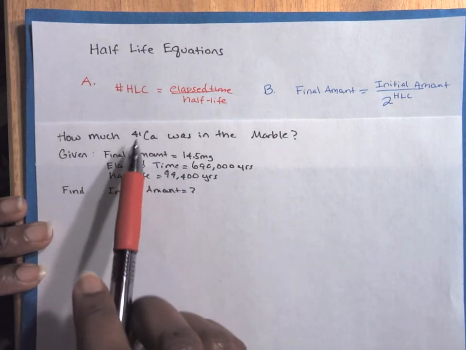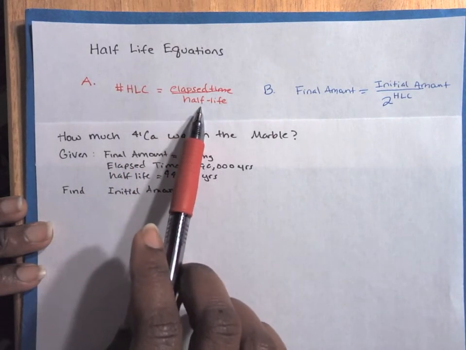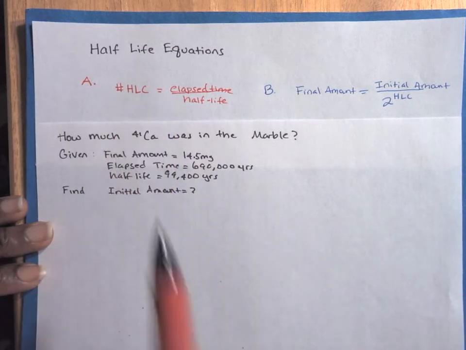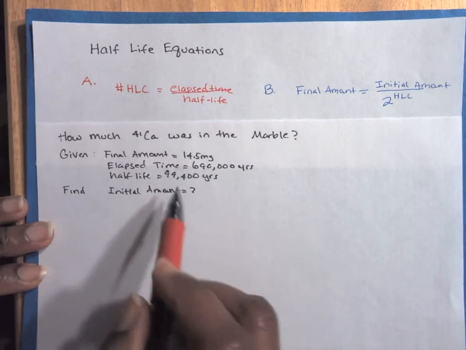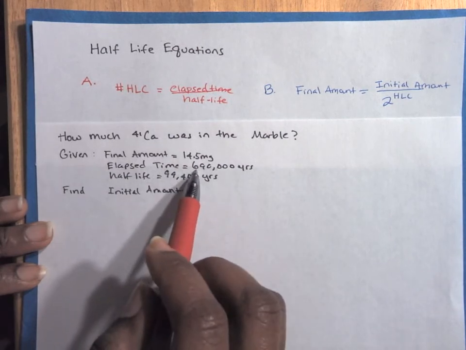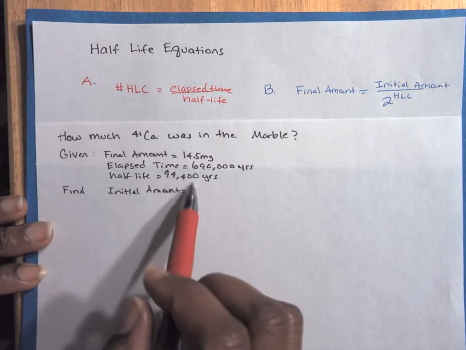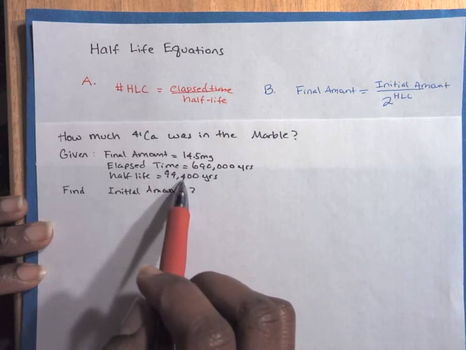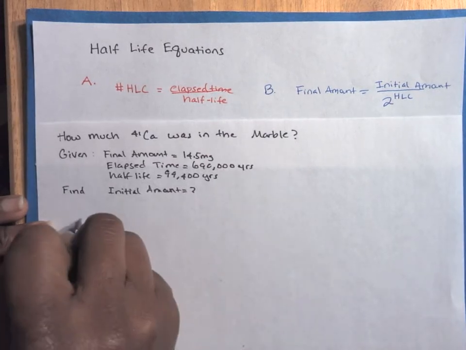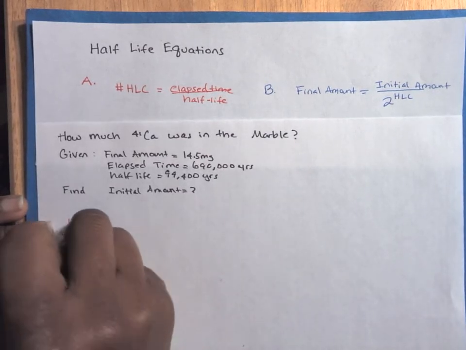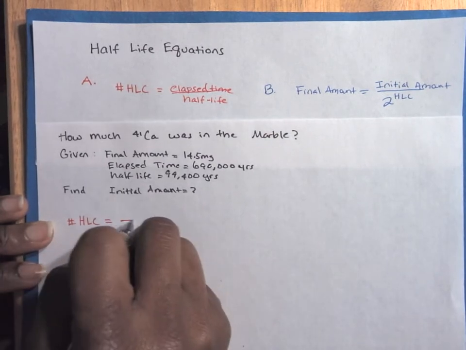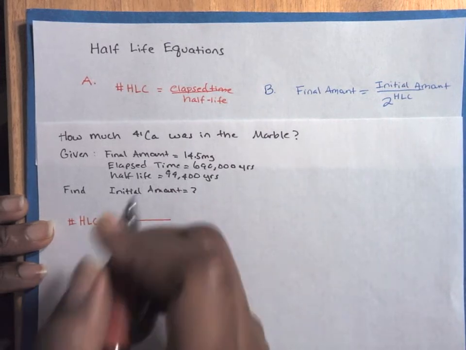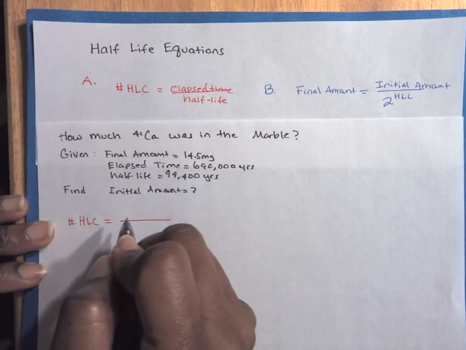So equation A says number of half-life cycles equals elapsed time divided by half-life. And whatever equation we're using first, we're always going to use it to find the number of half-life cycles. So I'm going to plug in my elapsed time, 690,000 years, and divide that by my half-life, 99,400 years. My number of half-life cycles just counts the number of half-lives that occurred in the elapsed time. It's not the same as the half-life, it's just counting how many half-lives have passed.